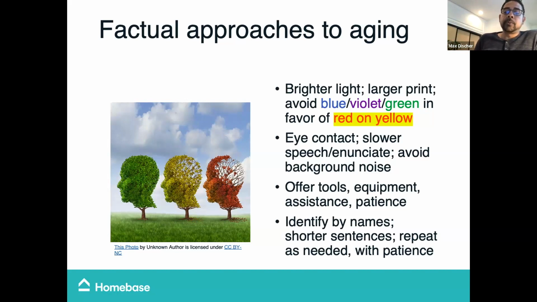And then finally, when we're confronting cognition issues, one thing that can be really helpful is to constantly identify by name. So when speaking about other folks in the third person, try to identify them by name rather than using she, he, them, they. Try to just go with the name. Also repeat the individual's name that you're communicating with on a regular basis, and try to repeat your own name as the conversation allows. And again, always with as much patience as possible.